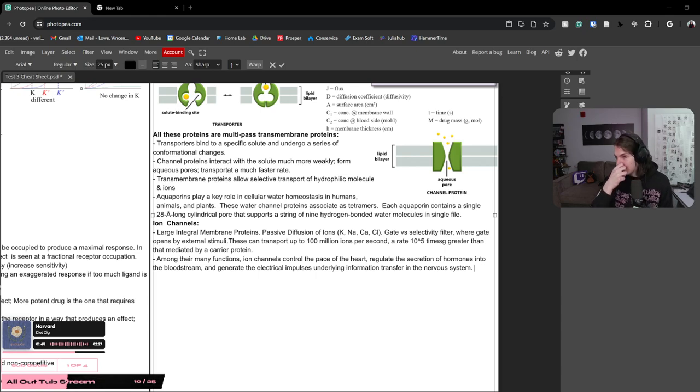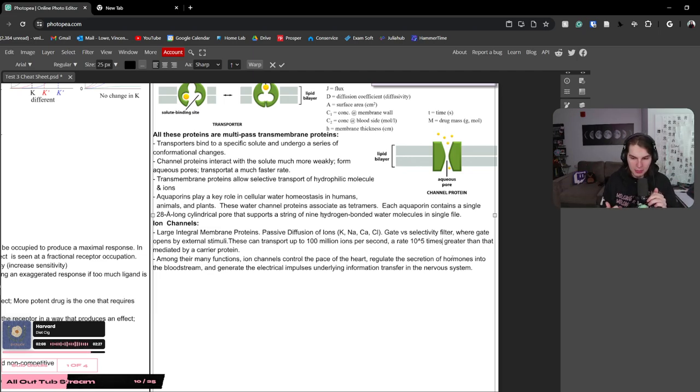chlorine's different. And again, ion channels are really, really important because they work specifically on heart, skeletal muscle. They work in a lot of areas of your body. And because they can transport so many ions per second, they work more efficiently than others, which is really important when you're talking about things like cardiac.